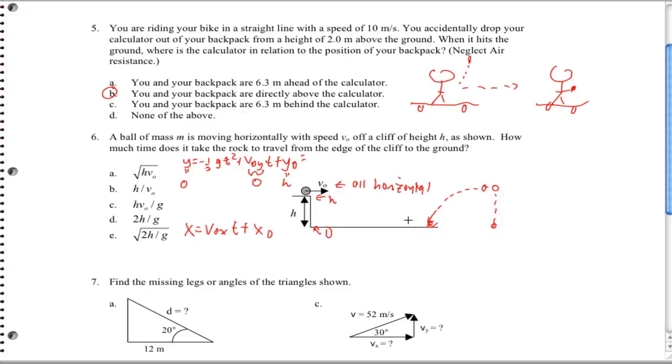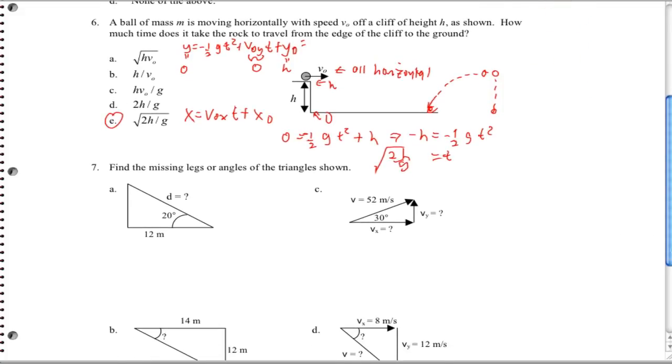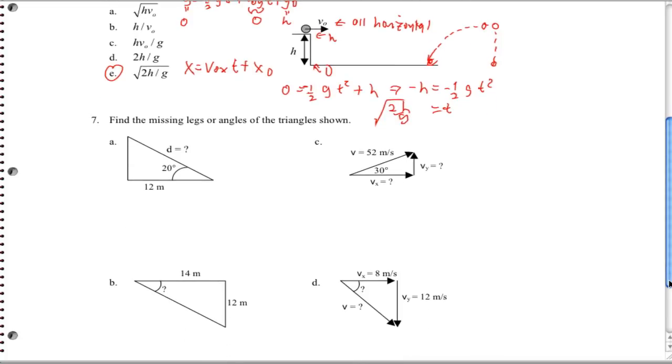So let's go ahead and actually solve. We're going to have 0 equals 1/2 times g times t squared plus h. Sorry, this is negative 1/2 g t squared plus h. So then we end up getting negative h equals negative 1/2 g t squared. So we have 2h over g equals t squared. We take a square root, and so we end up getting choice E. This is wonderful.